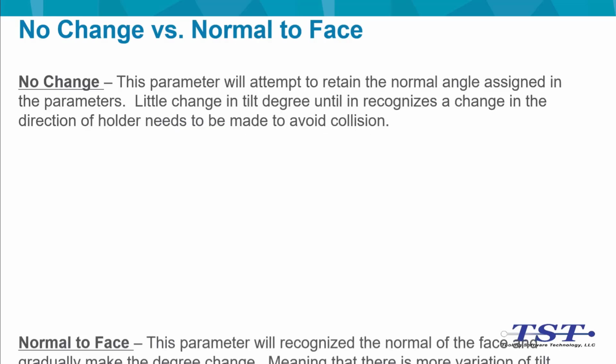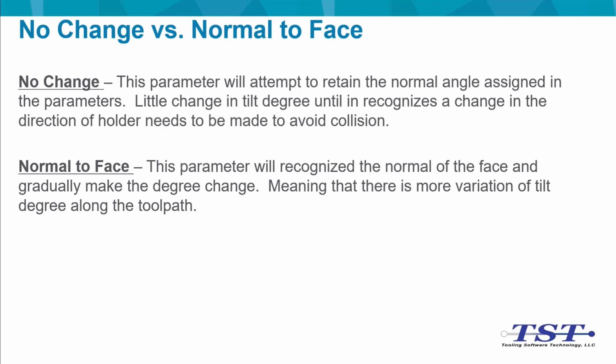With the no change versus normal to face strategy types, you can insert a normal angle that's assigned in the parameters. There's little change in tilt degree until it recognizes a change in the direction of the holder and needs to be made to be able to avoid that collision. Now, normal to face, this will recognize the face is normal and try to make that tilt retain to the normal of that face, meaning that there is a bit more variation of the tilt degree along that toolpath.